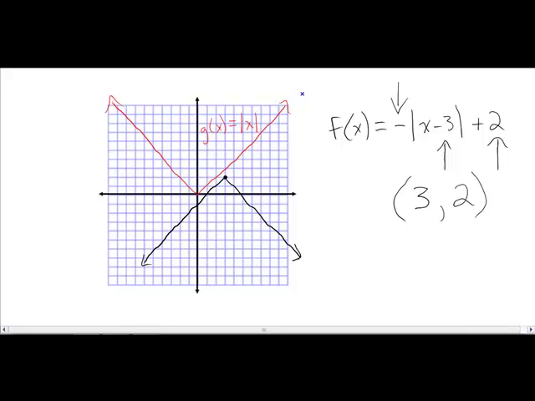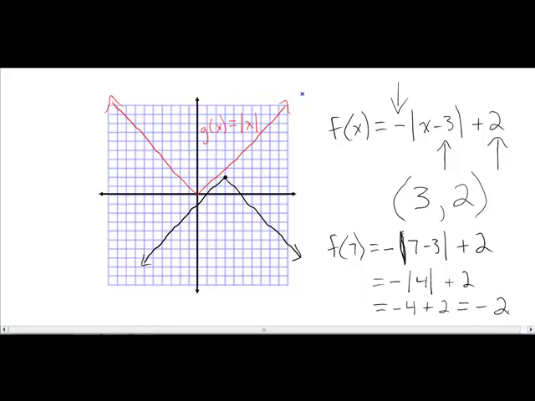For instance, let's just choose one. Let's try f of 7. What would f of 7 give us? Well, it would be negative absolute value of 7 minus 3 plus 2. Well, that was supposed to be an absolute value bar there. It didn't turn out straight. So we've got negative absolute value of 4 plus 2. Well, the absolute value of 4 is just 4. But then there's a negative sign in front of it. So this is negative 4 plus 2, which is equal to negative 2.